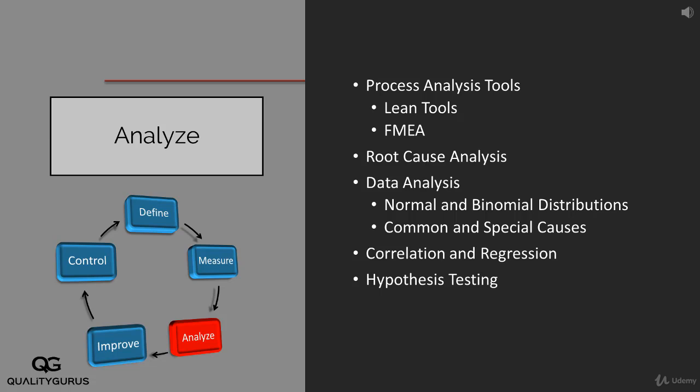We will be talking about correlation and regression. In correlation and regression, we will see how one value affects the other value. For example, if I take a simple example of ice cream sale, a shop is selling ice cream, whether the sale of that depends on the temperature or not. That's one simple example of correlation and regression.